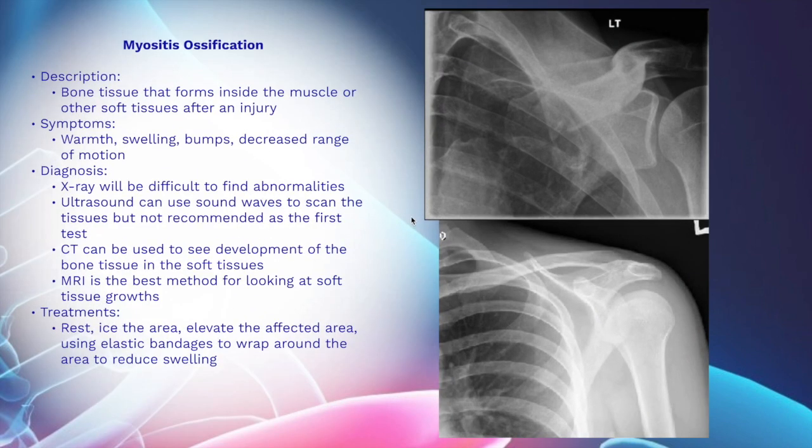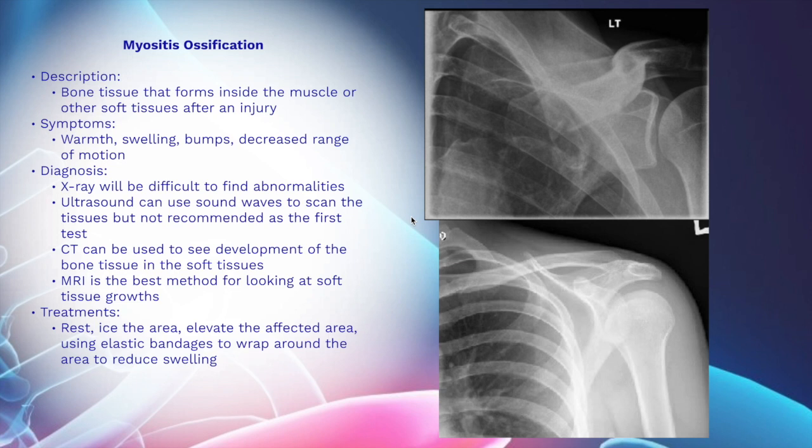Myositis ossification is a bone tissue that forms inside the muscle or other soft tissue after an injury. Some of the symptoms are warmth, swelling, bumps, decreased range of motion. The diagnosis for this pathology will be an X-ray, but it will be difficult to find abnormalities. Ultrasound can use sound waves to scan the tissue, but it is not recommended for the first test. CT can be used to see development of the bone tissue in the soft tissues, but MRI is the best method for looking at soft tissue growth.